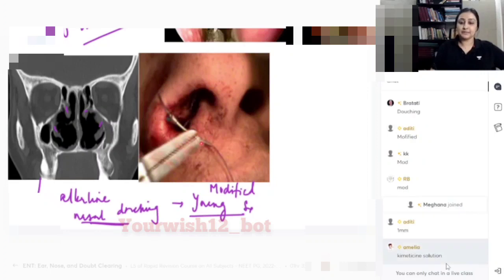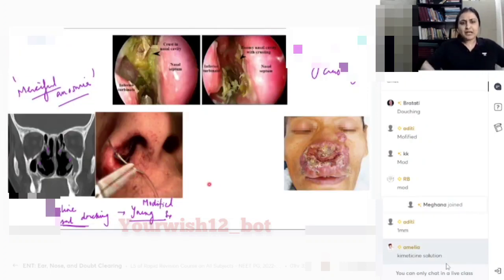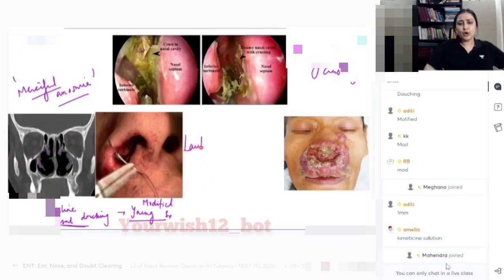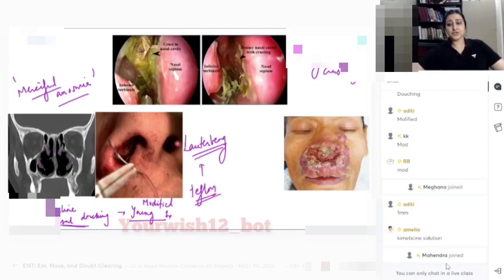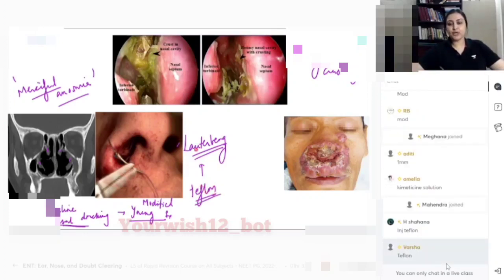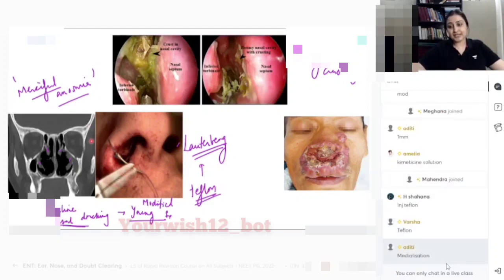So they can give you an image something like this. Okay. Apart from that, is there something called Lauterberg procedure? Yes, तो Lauterberg procedure भी होता है जिसमें हम टेफ्लॉन डाल देते हैं नाक में. I just know इतना about that. Okay, so this is also something that they can ask where we put Teflon here. Fine, so this is all that you need to know about atrophic rhinitis.